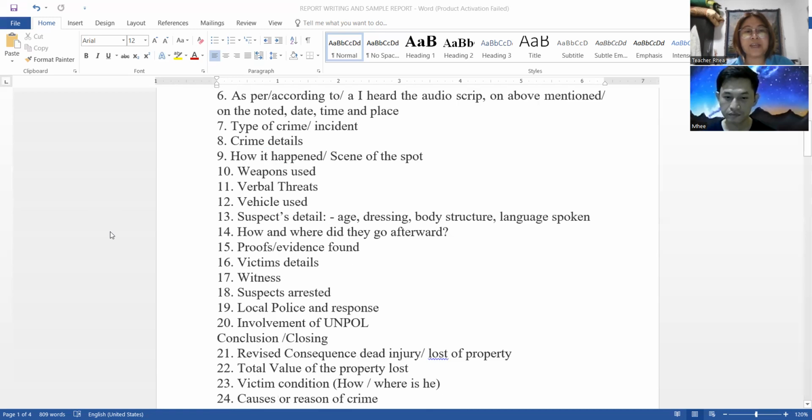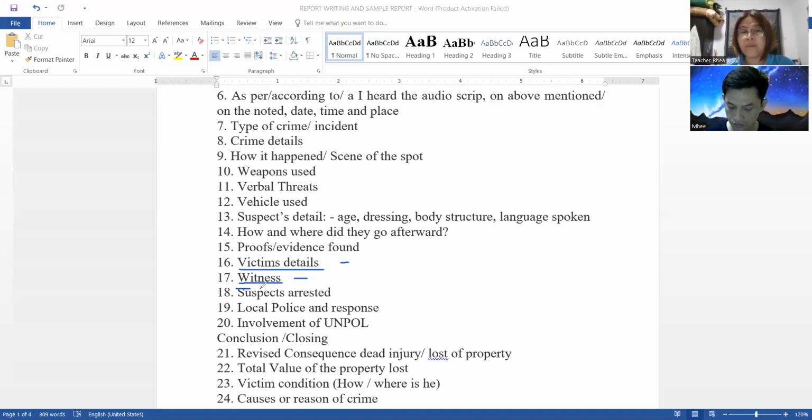Next is the victim's details. The age, if it is female or male. Then the job, you can also talk about the job of the victim. And the witness also, if the witness can be trusted, if the witness is an honest person with a good background.